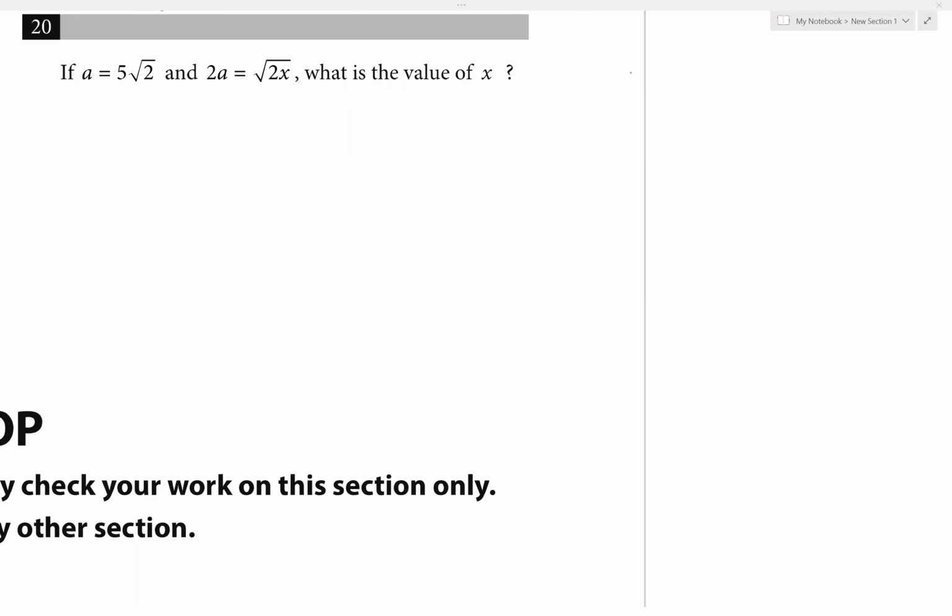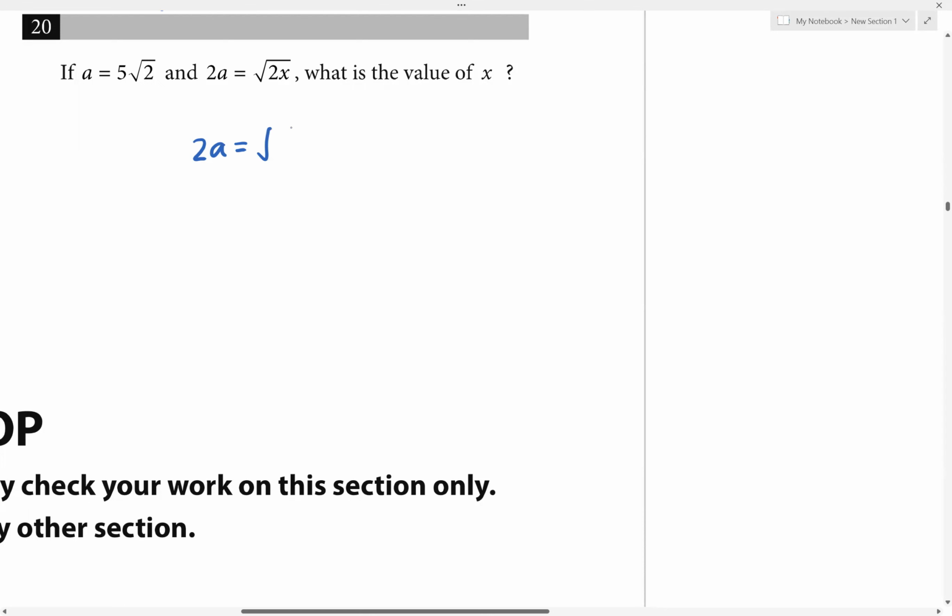Okay, number 20, we have, it says, if a equal to 5 times square root 2 and 2a equal to square root 2x, what is the value of x? Okay, so based on what we have here, we know our goal is to solve for x, and we were given these two equations. So we start with the equation that contains x.